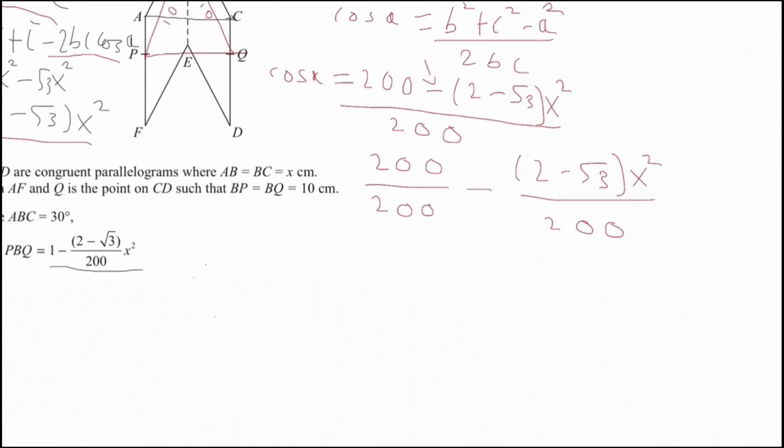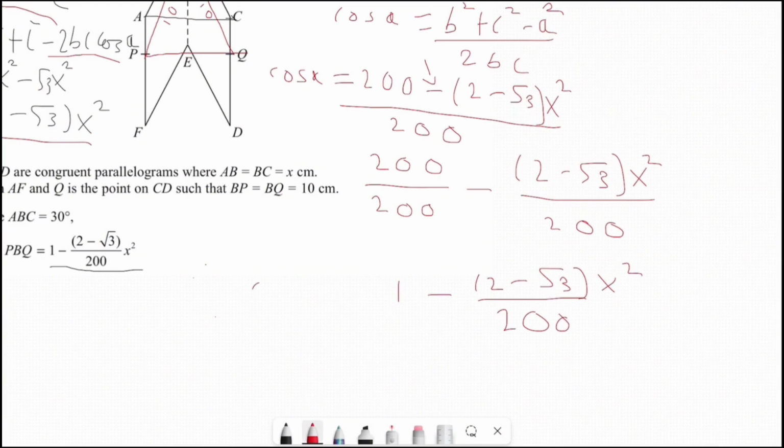So all we need to do now is just simplify. And we know 200 divided by 200 is just 1, nice and simple. We can't really simplify the other side, so we'll just leave it as it is. And we'll get 2 minus root 3 times x squared divided by 200. And that tells us cos a, and cos a is just cos PBQ.